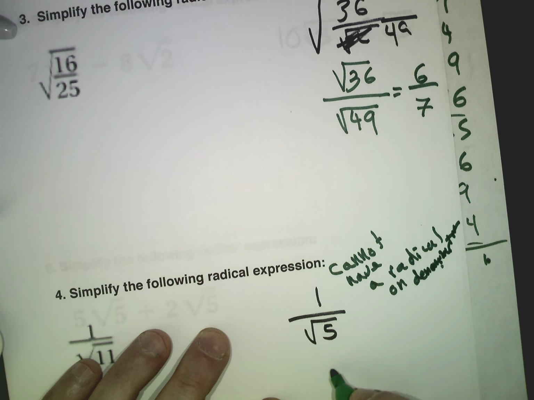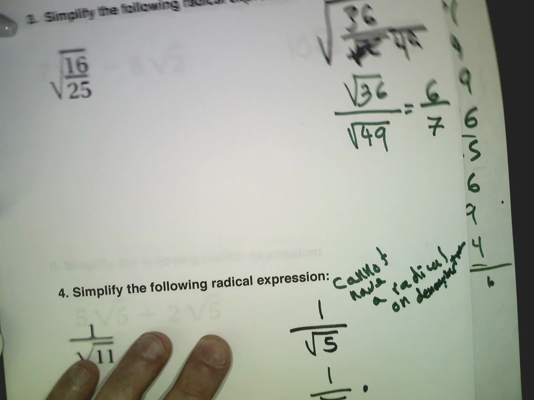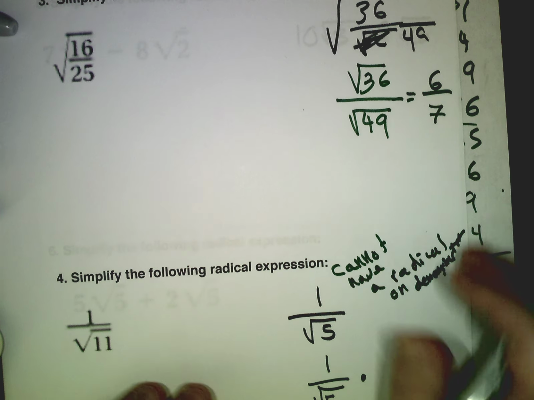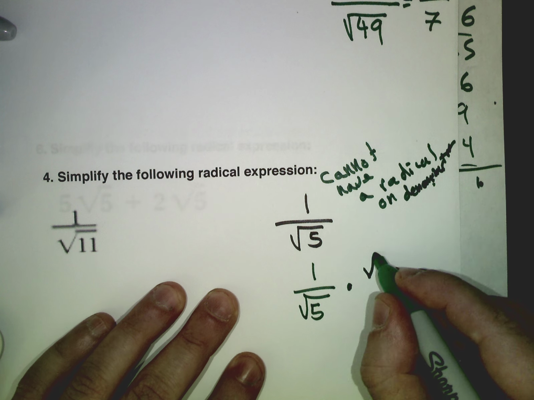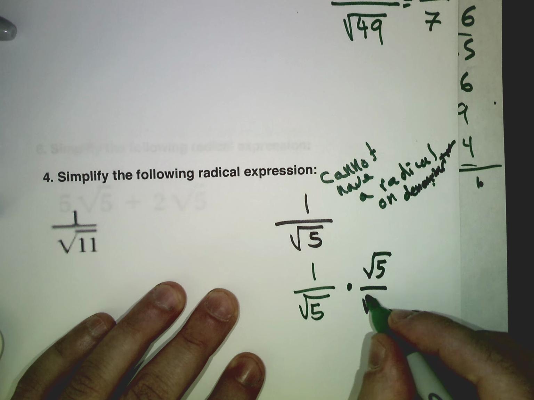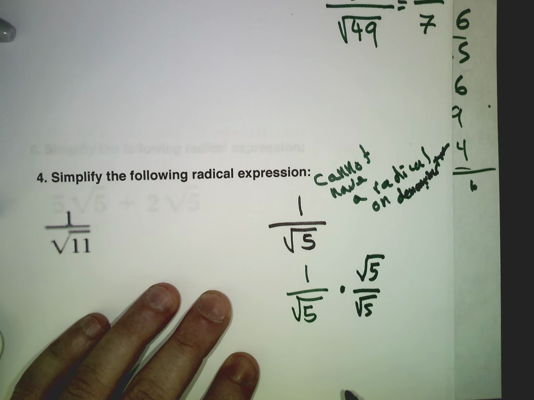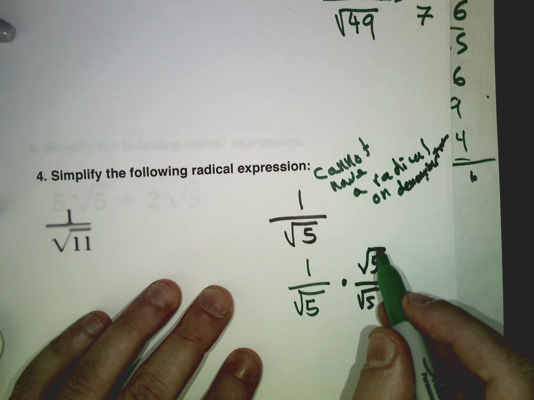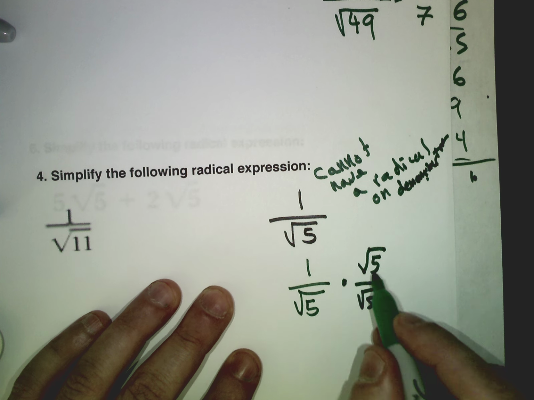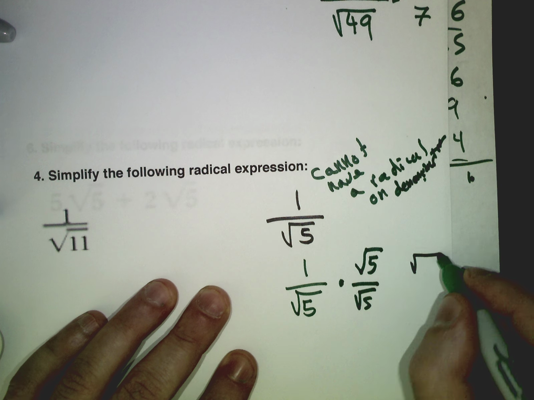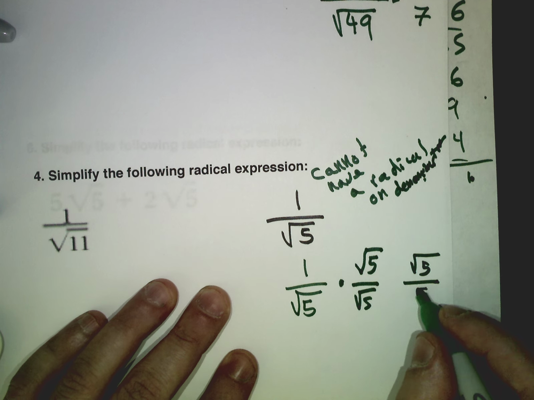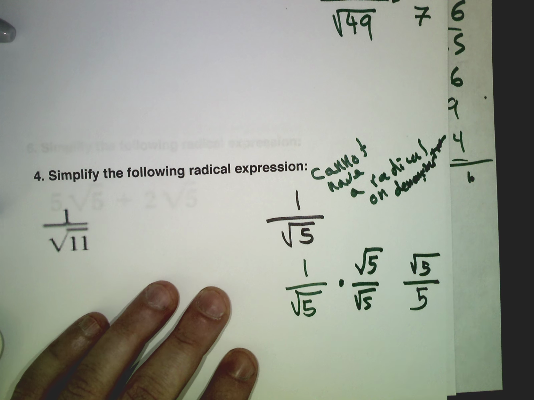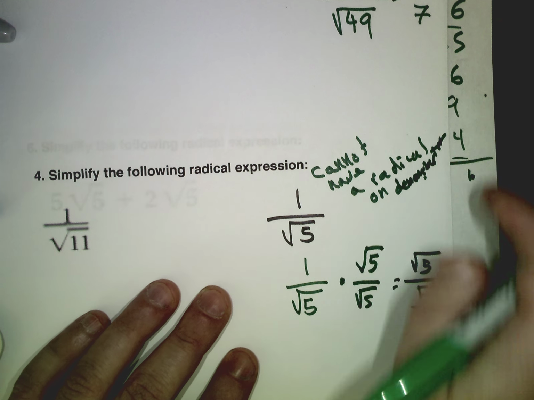Well, that's pretty simple. I'll take the original problem and multiply it by 1. Any number multiplied by 1 is itself. So I'm going to use the special 1: square root of 5 over square root of 5. And look what happens. 1 times the square root of 5 is, well, square root of 5. Now on the bottom, square root of 5 times the square root of 5 is just 5. That's it. That easy.